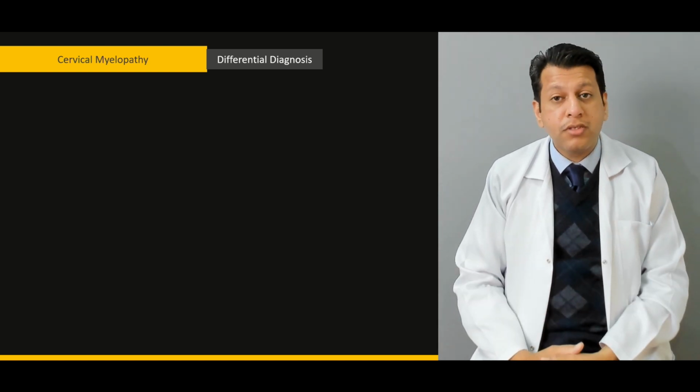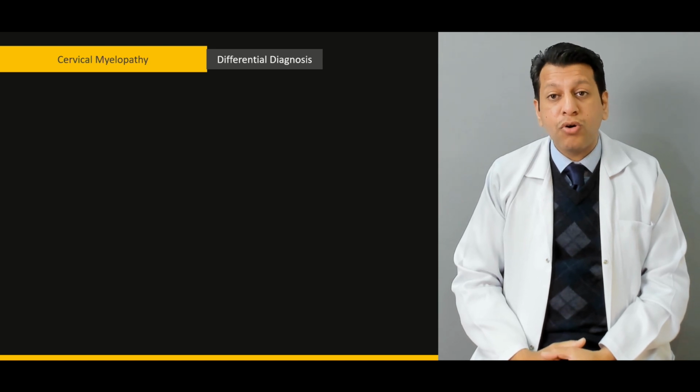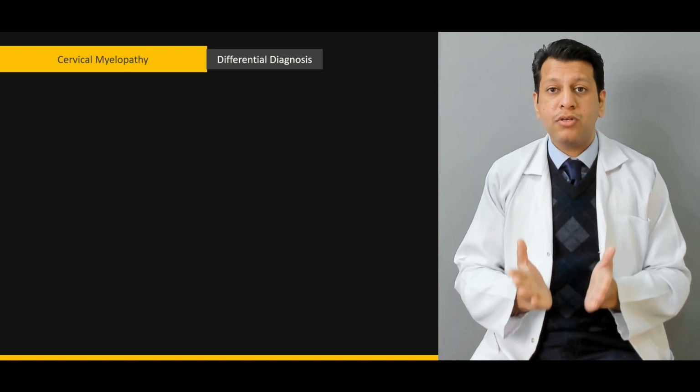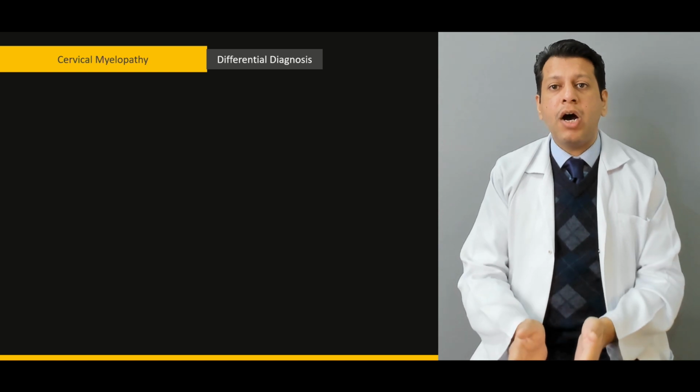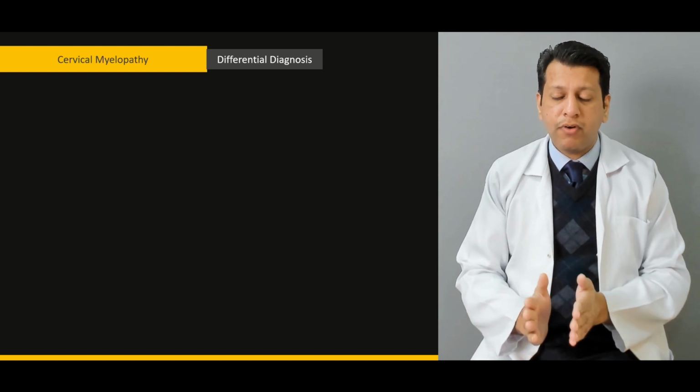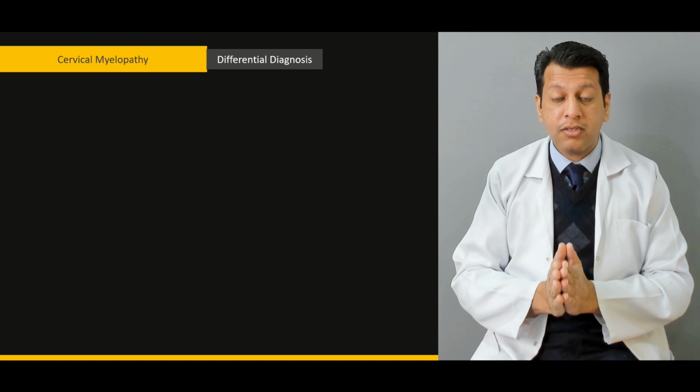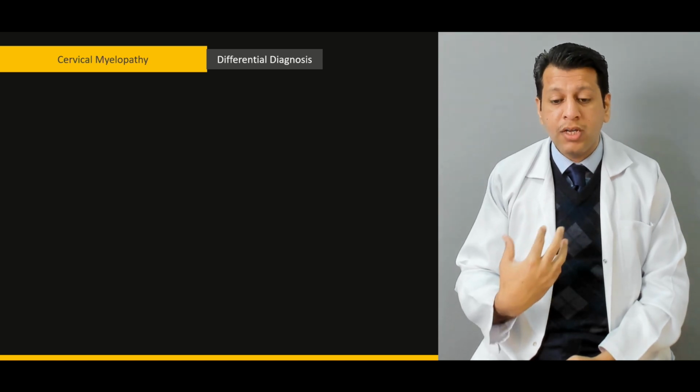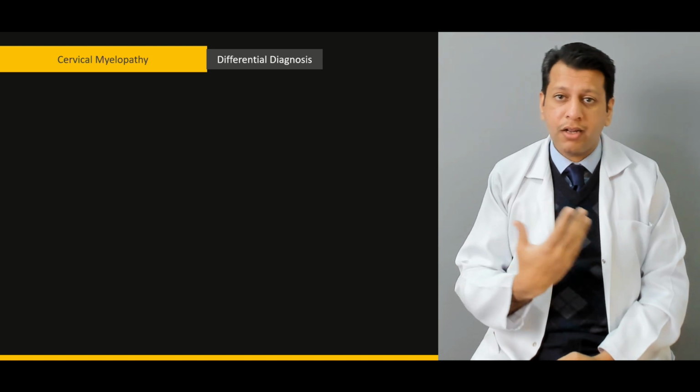Then the Romberg sign may be positive as well. Now, the Romberg sign is that the patient is asked to stand straight with arms forward flexed. Once the arms are forward flexed, the patient has to close the eyes, and because the cerebellar tracts are involved, the patient is unable to maintain the posture and starts to sway towards the right or the left side.